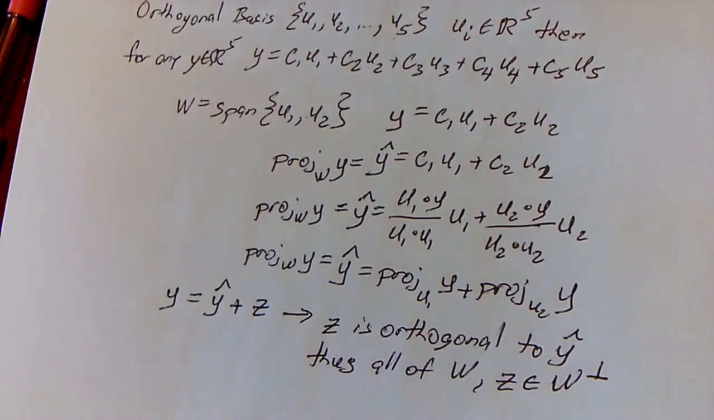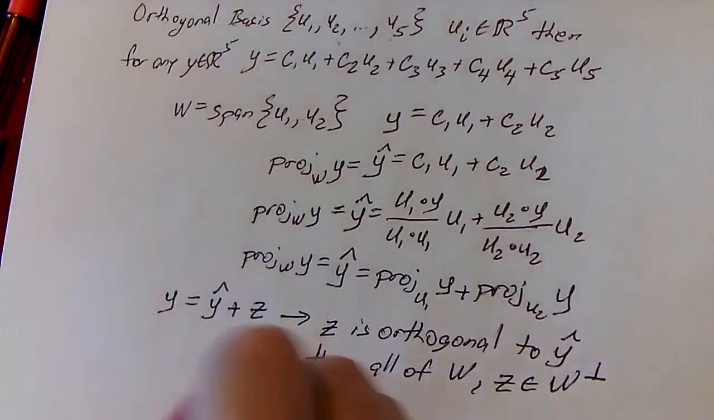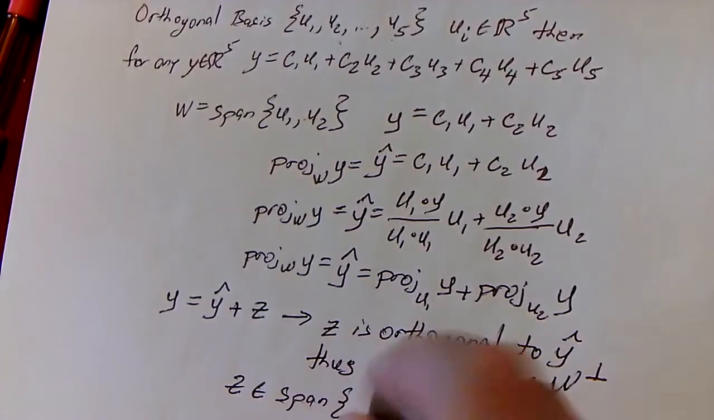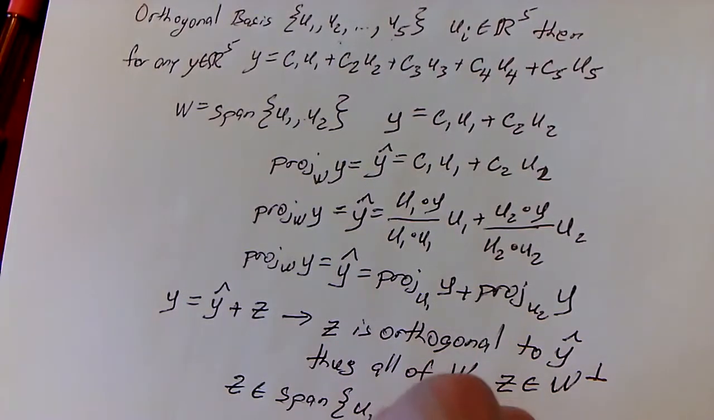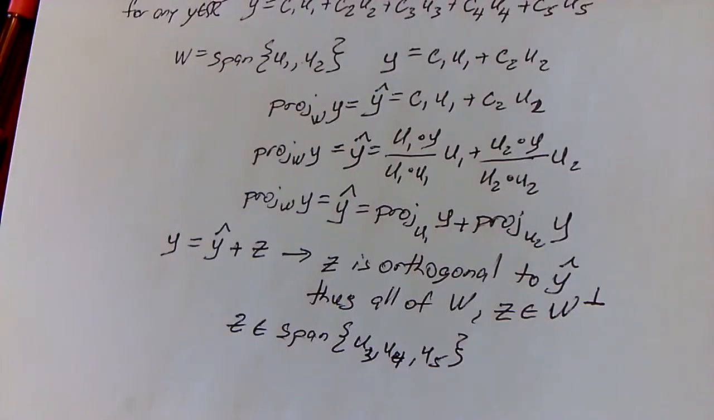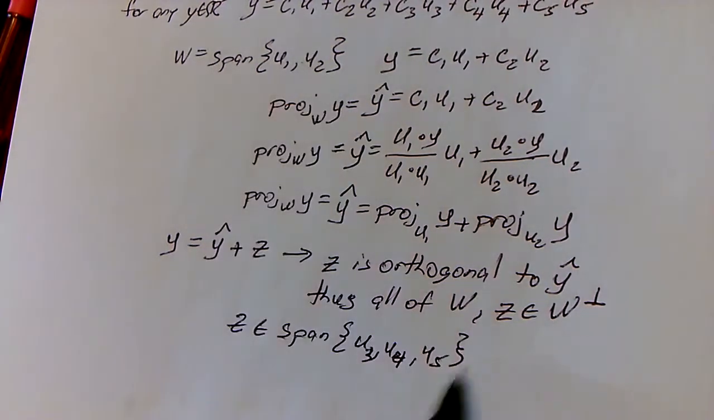Now, also as I look at this, I have 3 more vectors. So Z is actually in the span of those remaining 3 vectors, U3, U4, and U5, because it's got to be perpendicular to U1 and U2, and it's got to be in R5. So it's those remaining dimensions that we didn't cover with U1 and U2. It's got to be in those other dimensions for U3, U4, and U5.